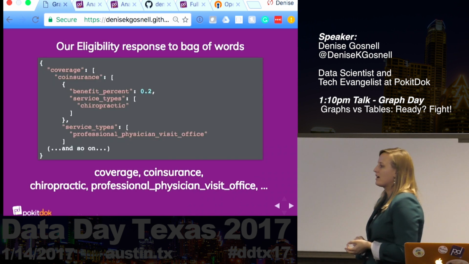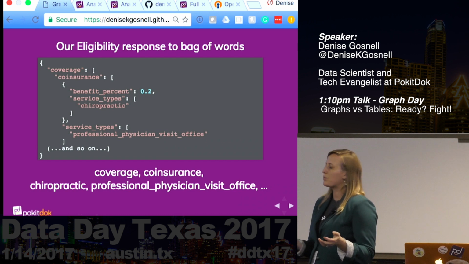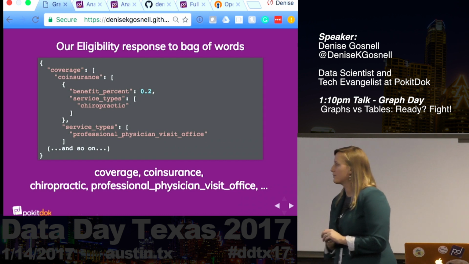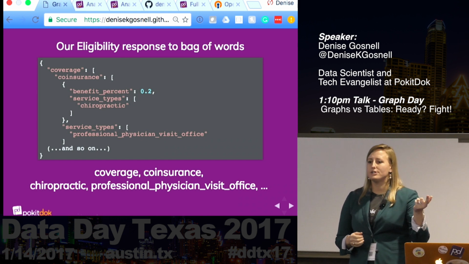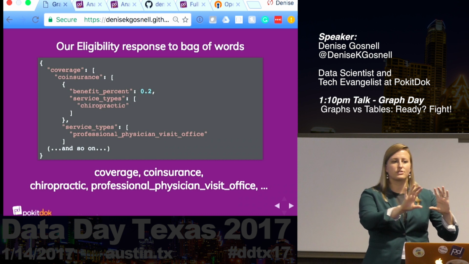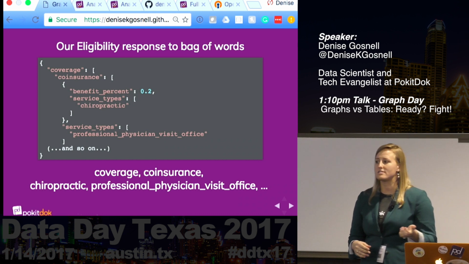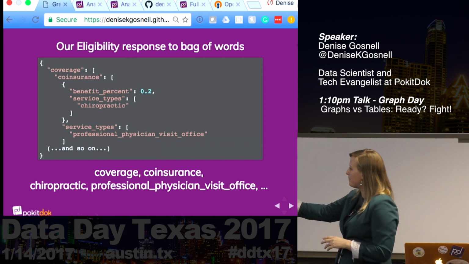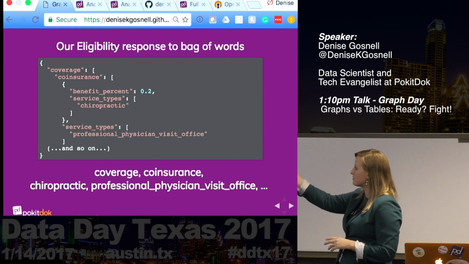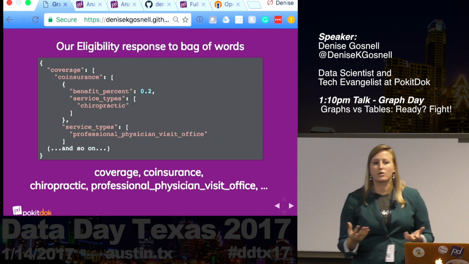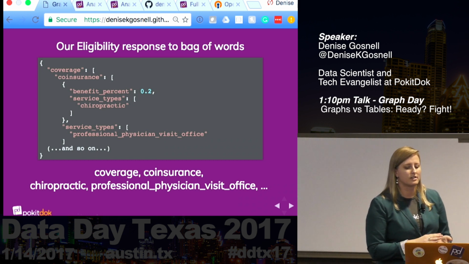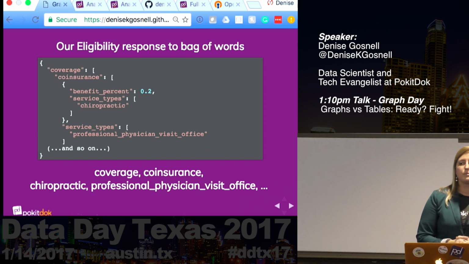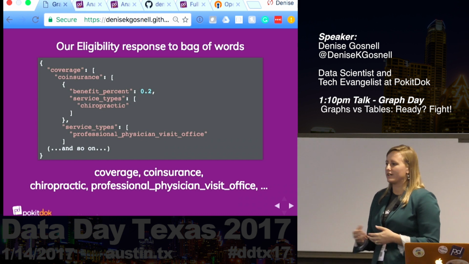So we went back, we grabbed a large portion of our eligibility responses, and then we converted them into different forms of a bag of words model. I did use the flattener from the previous slide where you allowed the key traversal into your JSON to persist in the grammar. But for this example on the slide, as you look at an eligibility request, the words of importance in here are coverage, coinsurance, chiropractic. You see that. But think of a word like California.